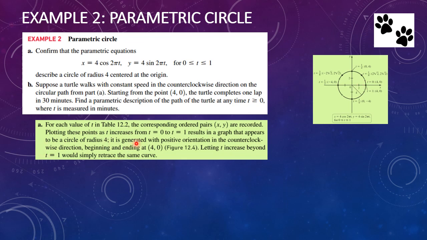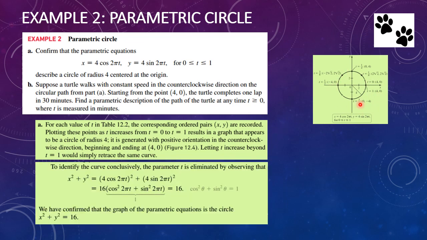Plotting those points as t increases from t equals 0 to t equals 1 results in a graph that appears to be a circle of radius 4. It is generated with positive orientation. You can just barely see the arrows there, in the counterclockwise direction, which we remember from trigonometry, beginning and ending at (4, 0). And that's this figure here. Letting t increase beyond t equals 1 would simply start the second revolution around the circle.